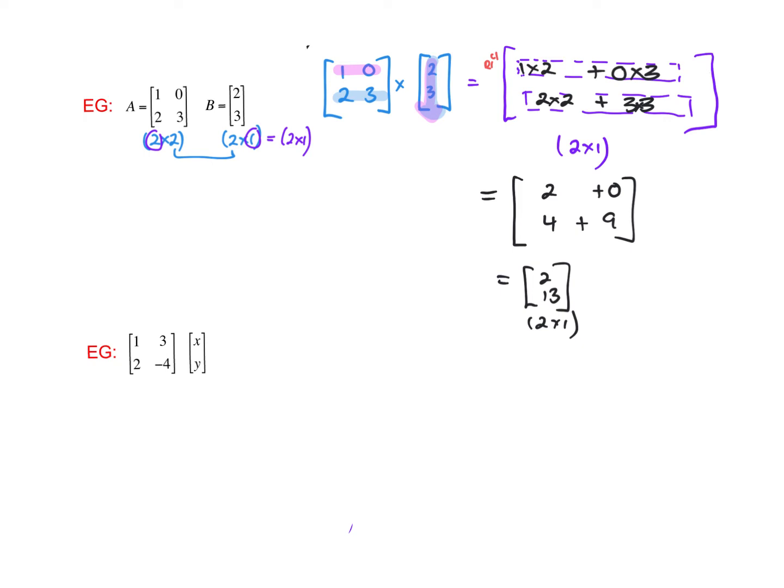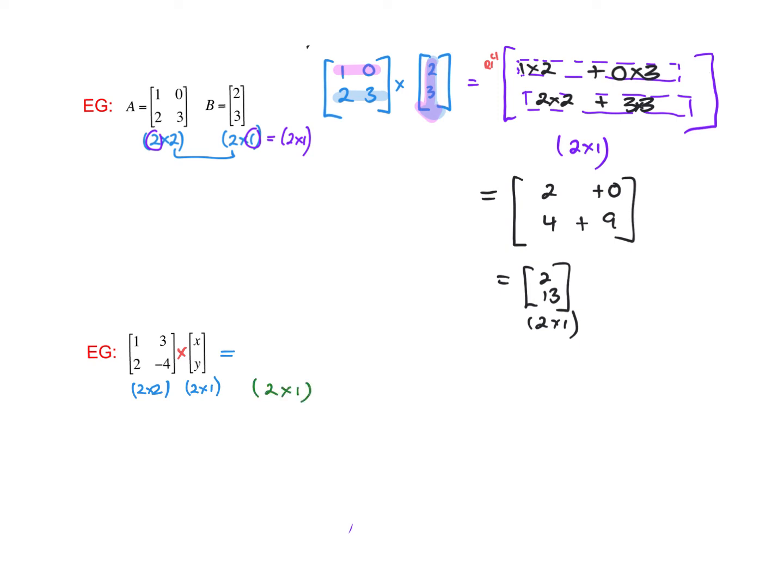All right, with the next one, I'm just going to multiply it in here so we don't have to write it again. So I'm thinking about it, I've got a 2 by 2 with a 2 by 1, and my answer is going to be a 2 by 1.